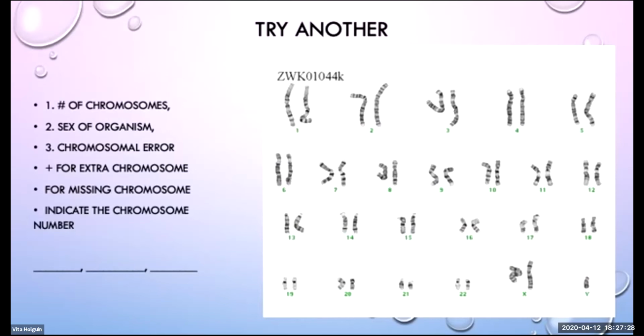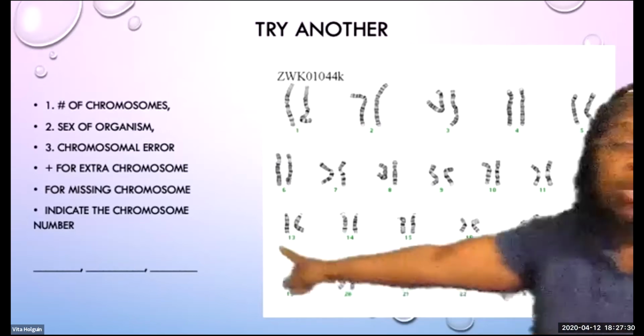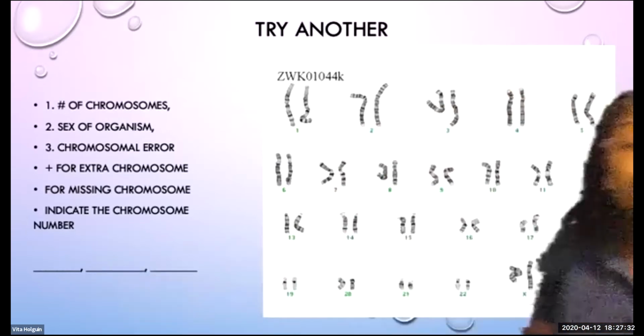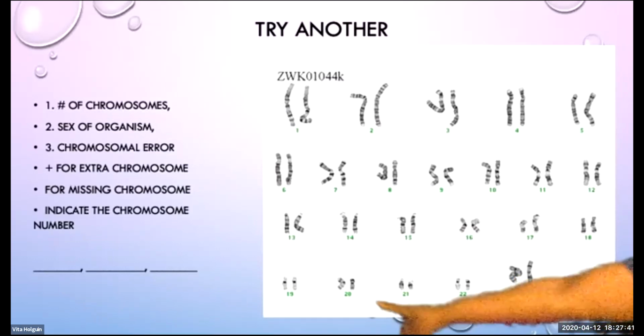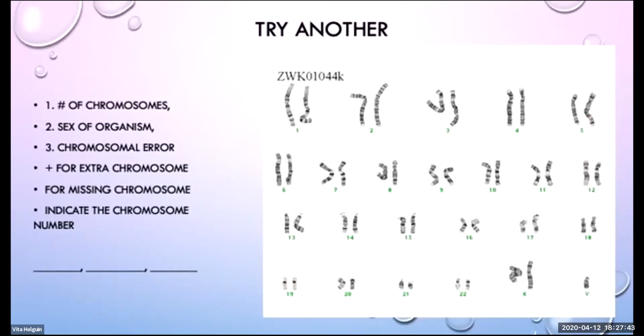So 1 plus 46 is how much? Write that number. Do the sex of the child. What are the letters that this child has? I see 2 X's and I see a Y. Put that in the middle. What is the error? The child has an extra chromosome. So what symbol will you use for extra? And what number has the extra chromosome? Put that on the 3rd line.